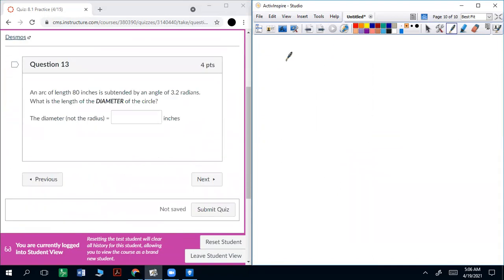All right, number 13, same formula. Arc of length 80 inches, so S equals r theta. We got the length, that is your S. Angle of 3.2 radians, that's your theta. And we want to know what is the diameter. Well, that's twice the radius, right? Diameter equals 2 times the radius. So we're going to get the radius first.